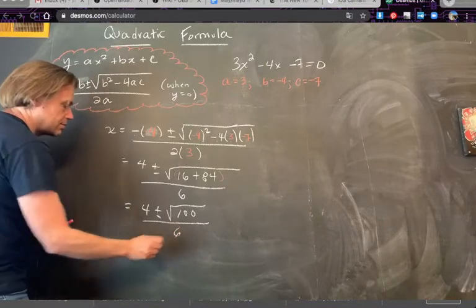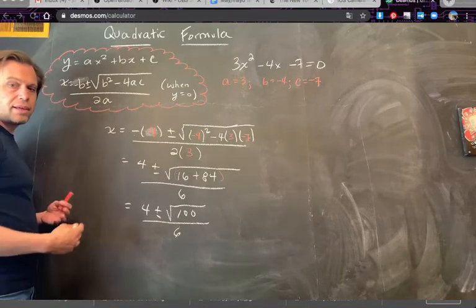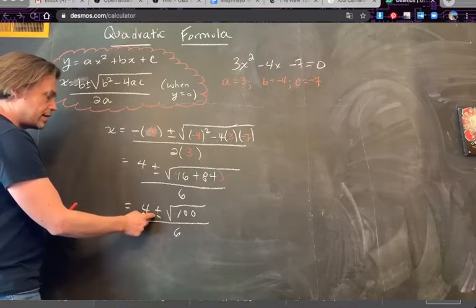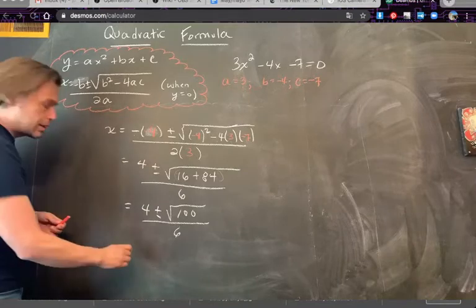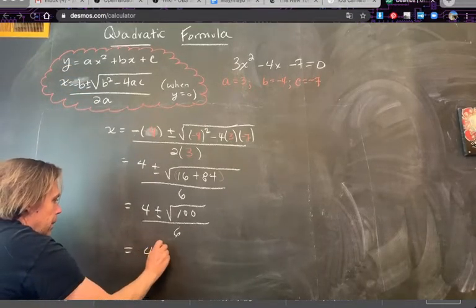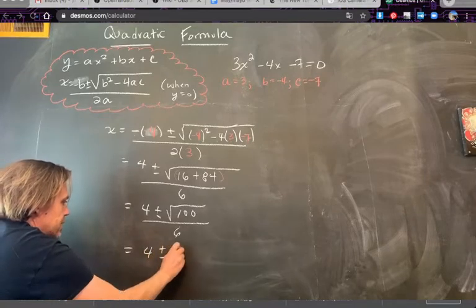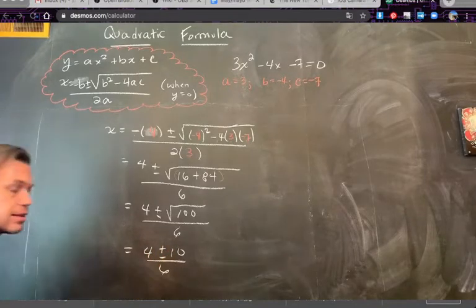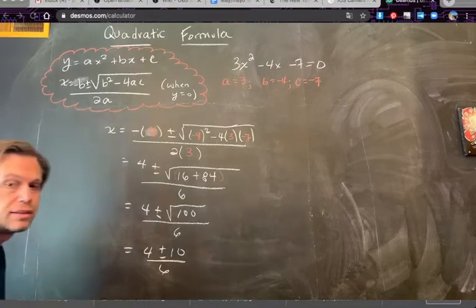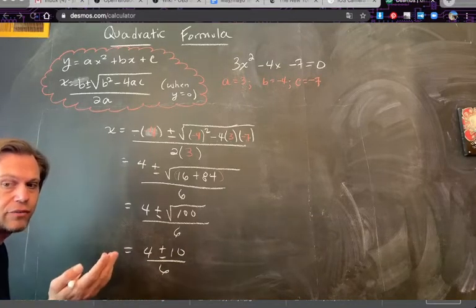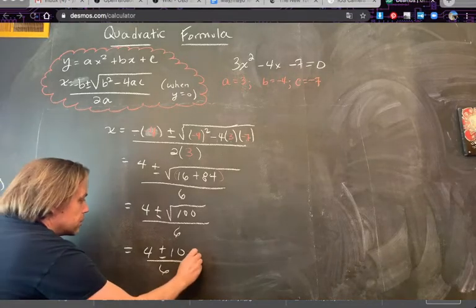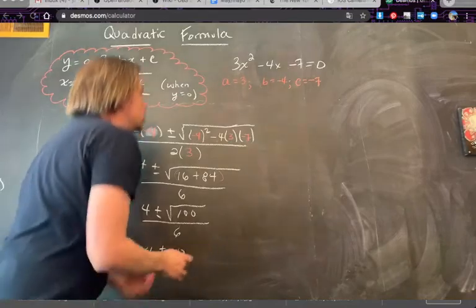Divided by 6. Then I've got 4 plus or minus the square root of 100. That's 10. So I'm going to get, here I get a little bit lower, 4 plus or minus 10 divided by 6. Well, that's 2 answers. That's 4 plus 10 divided by 6, and then 4 minus 10 divided by 6. So my 2 answers, put them up here.